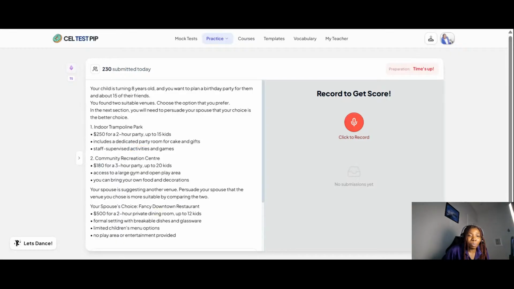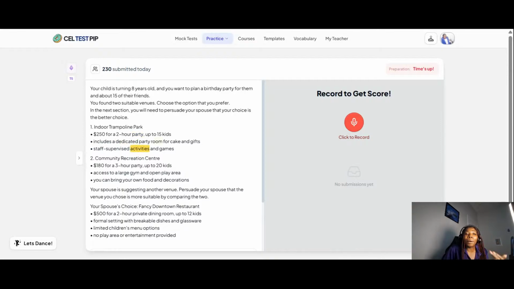Okay. So you talk about safety here, because staff supervised activities and games means safety for the kids. This option provides safety for the kids and also ensures that they have maximum fun while at it. Because if you look at the other option, it says no play area, no entertainment provided. So you use safety, that they will have fun, and also ensure that the place is safe while having fun. That's two benefits you use to persuade.